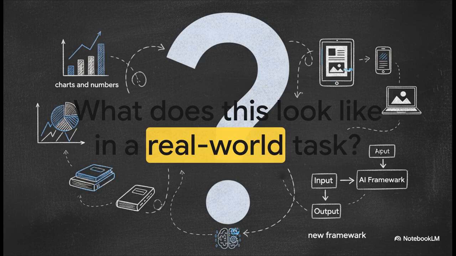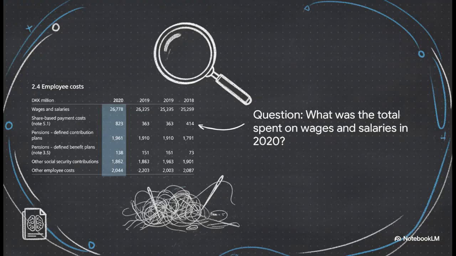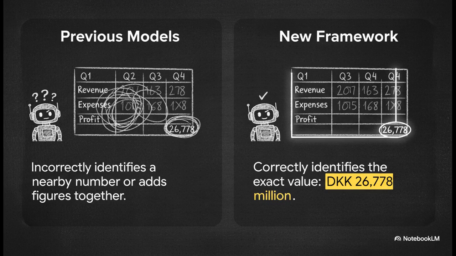All right, so numbers on a chart are one thing, but what does this actually feel like? Let's use a real-world example that makes the difference crystal clear. So here's the challenge, a super dense financial table. And the question seems simple, but it's tricky. Find the specific number for wages and salaries, but only for the year 2020. It's a classic needle in a haystack problem. And here are the results. It's night and day. The old models, they just get confused. They grab a number from the wrong row, or they start adding things together that don't belong. But the new framework, bam, it nails the exact value. And the reason why is because it doesn't just see numbers. It understands the table's structure. That understanding of structure is the key to accuracy.